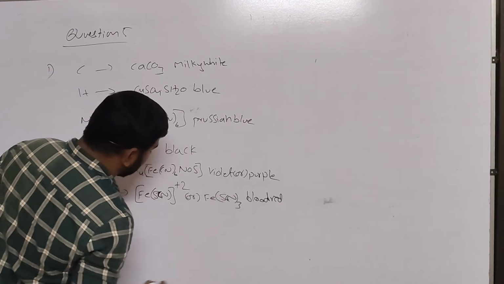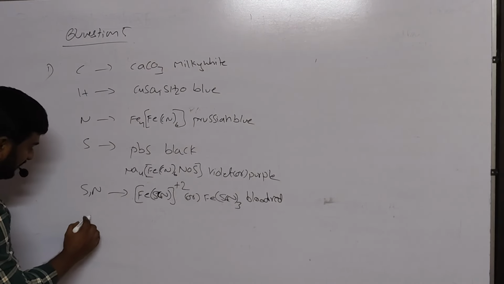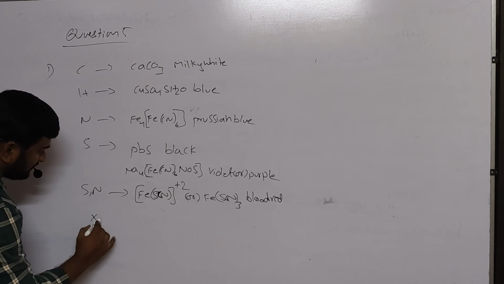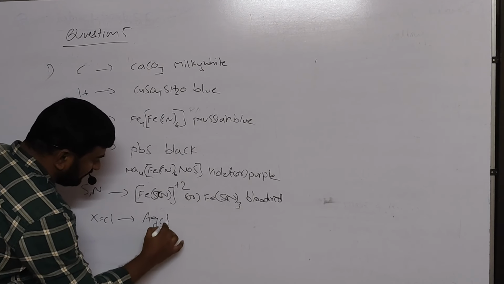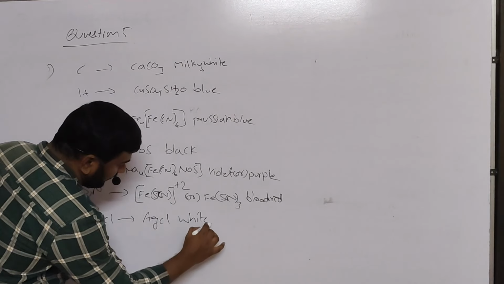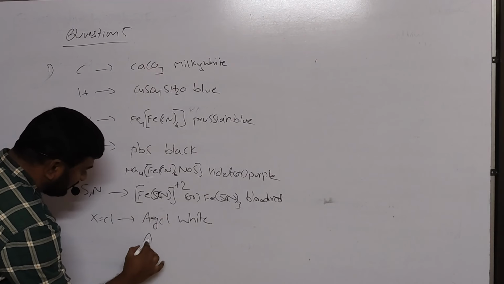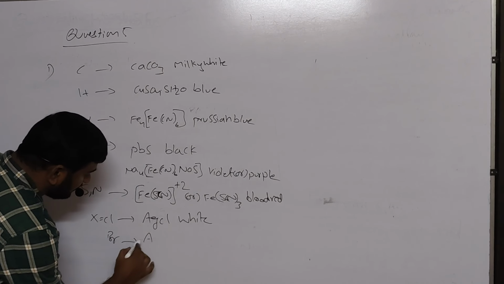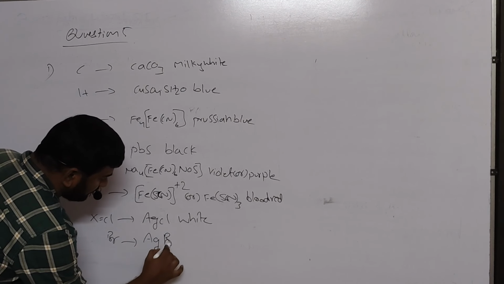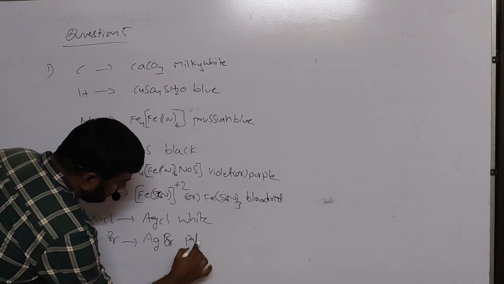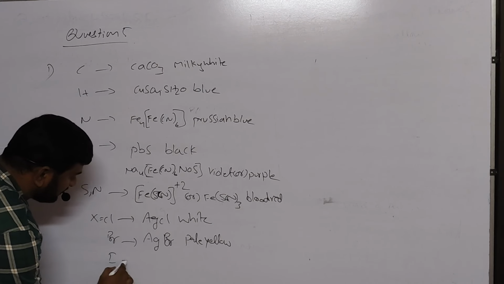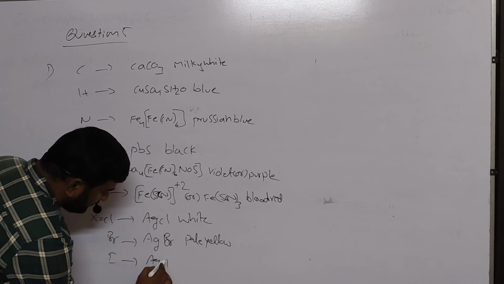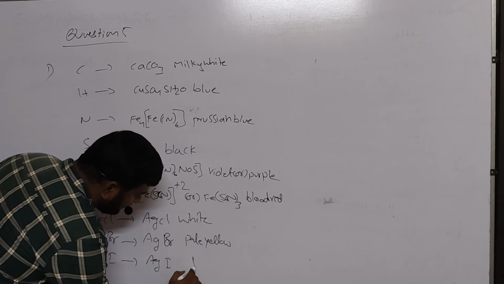Red color. Next, if a halogen is present, suppose Cl is present, it means AgCl. What is the color? White. If Br is present, then AgBr. What is the color? Pale yellow. If iodine is present, then AgI. What is the color? Yellow.